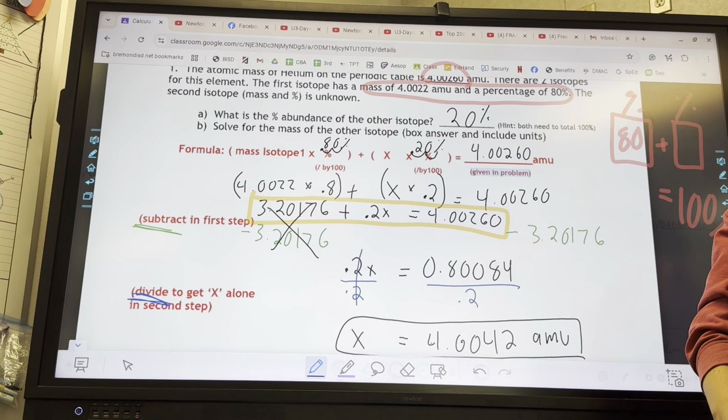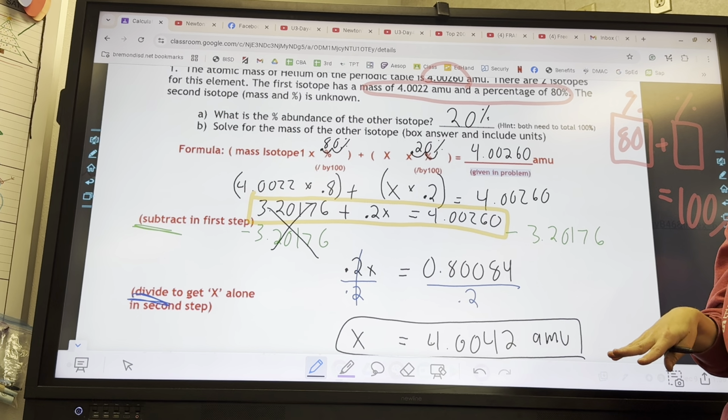Okay, so let's do this for question number 2. Let's do problem number 2. Y'all will have to do the rest, 2 on the back side.